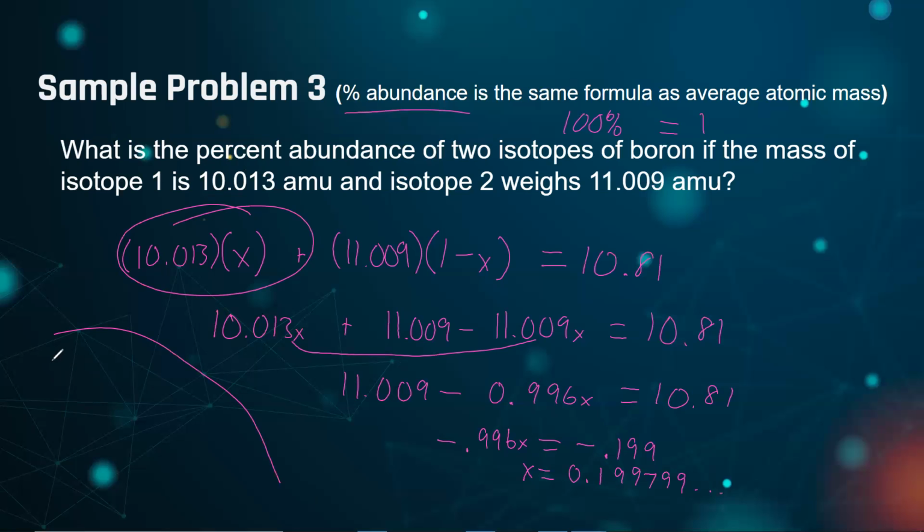So our percent abundance for our 10.013 isotope ends up being 19.980, and that's for this one. Then all we have to do is take 100 minus 19.980, and that will give us our other percent abundance. So that's how you're going to do a problem like this.